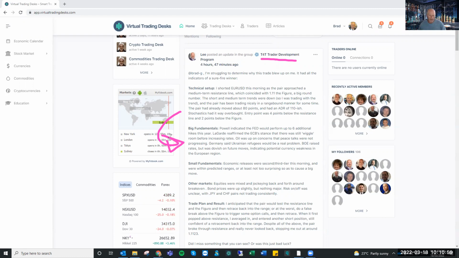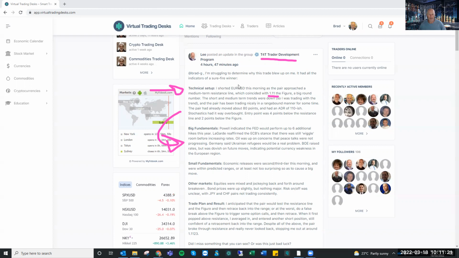Now, let's just come into the technical setup here first. You might want to read that question there first. So Lee was just saying back, it was looking to get into the euro medium-term resistance line, which coincided with 111 the figure. And also it had moved like 110 points beforehand.